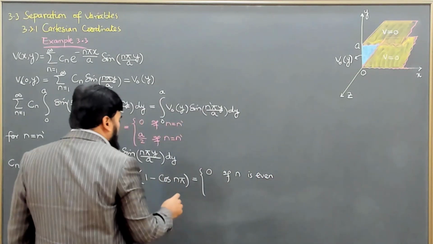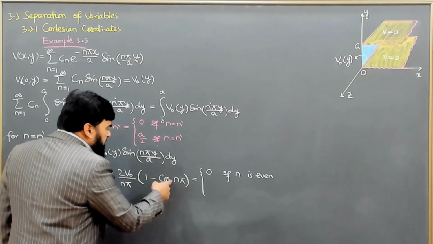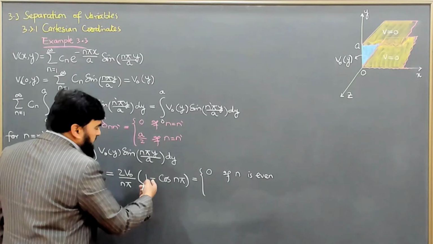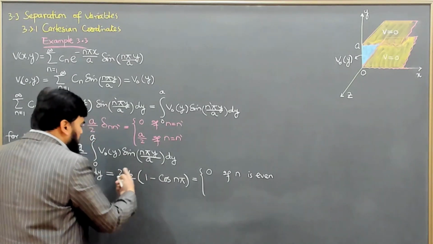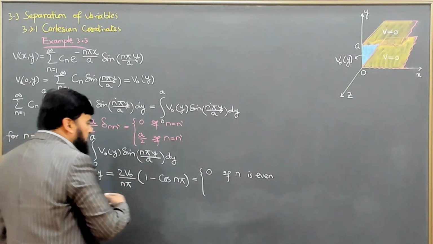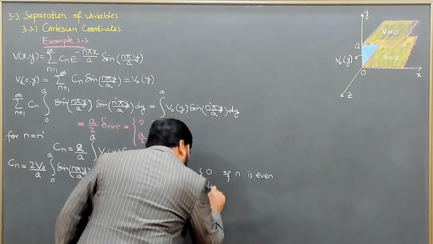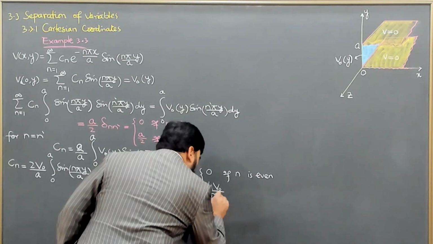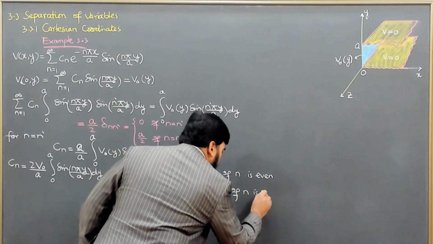And what if n is odd, like 1, 3, 5, and so on? Then cos n pi is equal to minus 1. Minus 1 and minus 1 becomes plus 1. 1 plus 1 becomes 2, so it will become equal to 4 times v naught over n pi if n is odd.